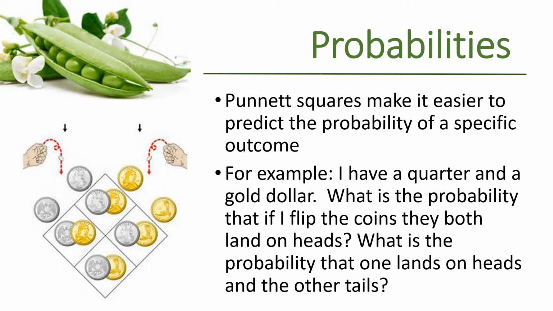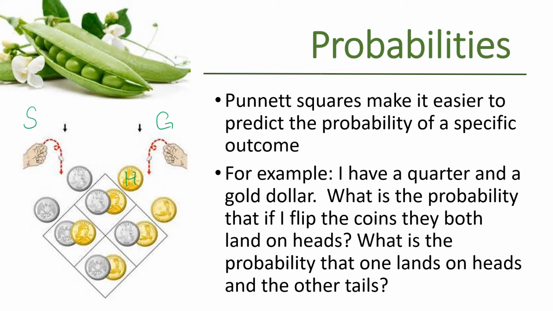As I said, we're going to use this now to calculate probabilities. I can now say that there's a 25% probability that that cross will make a short plant. It's kind of like the idea of what's the probability if I flip 2 coins and they both land on heads. So if you look at this Punnett square here, I have a gold coin and I have a silver coin, and I'm going to flip both of them at the same time. What's the probability of me getting heads for both coins?